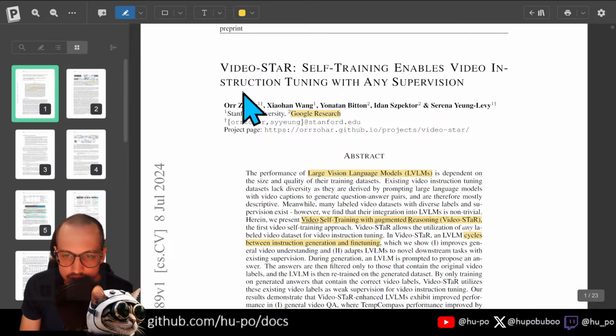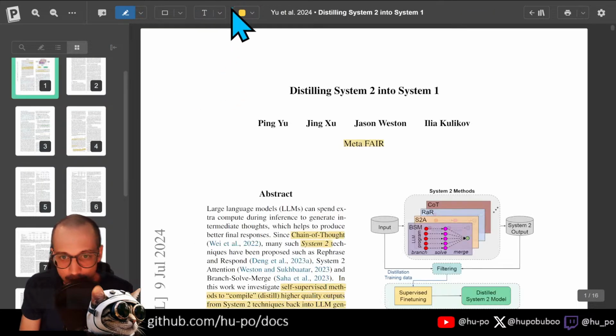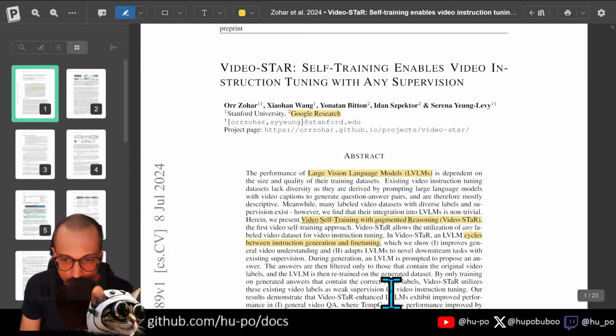Okay. Video Star: Self-training enables video instruction tuning with any supervision. So this is by Google, right? We saw a paper by Tencent, we saw a paper by Meta, then a paper by Microsoft, and now a paper by Google. So they're all working on this idea of iterative refinement and unsupervised curation, augmentation.